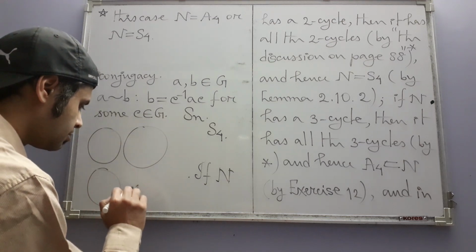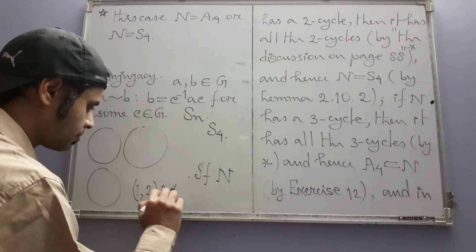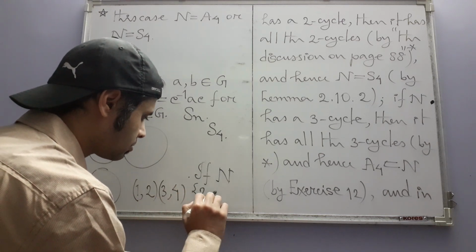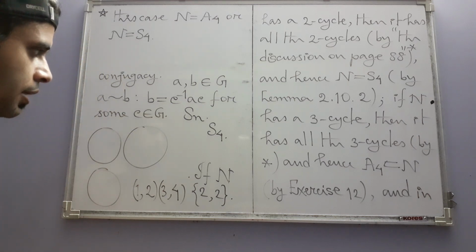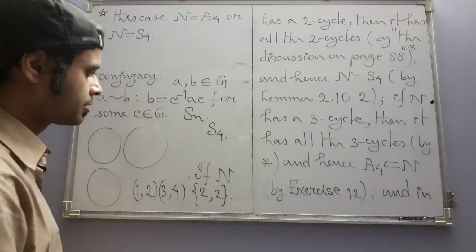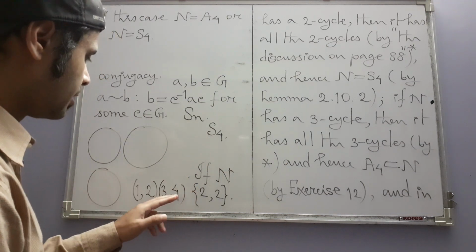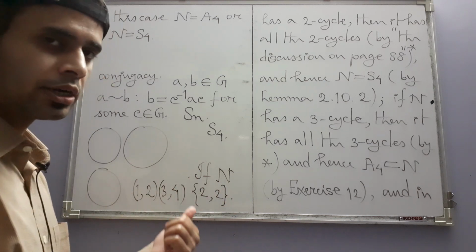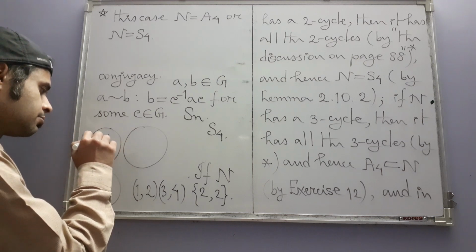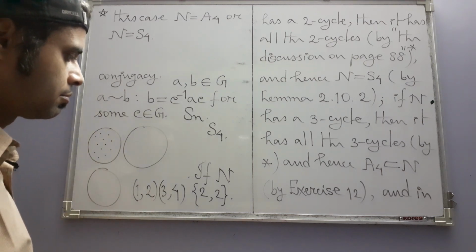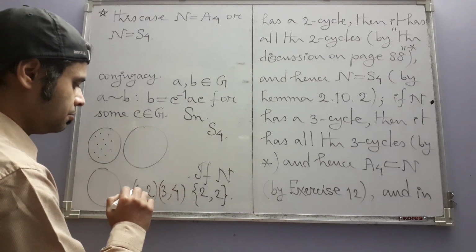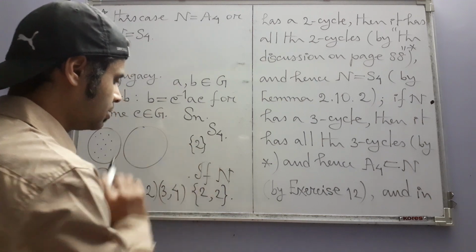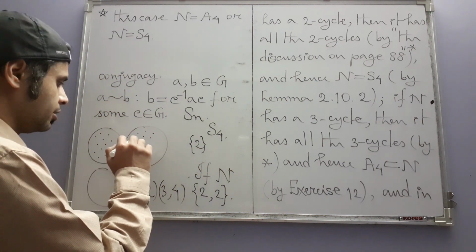For example, say we consider this element. It's a product of 2 disjoint 2 cycles, so its cycle structure is 2, 2. The result that we are going to see in the next section shows that all products of 2 disjoint 2 cycles form one conjugate class. And if we consider ordinary 2 cycles, their cycle structure is this. They will form another conjugate class or conjugacy class.